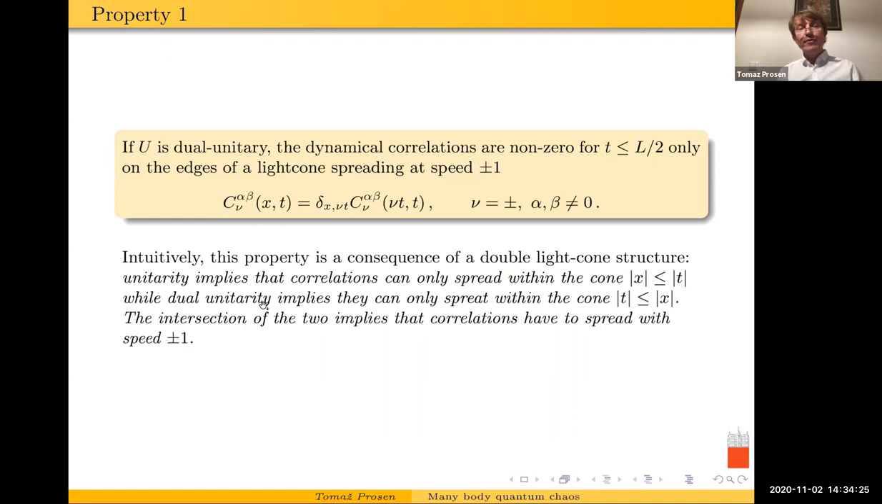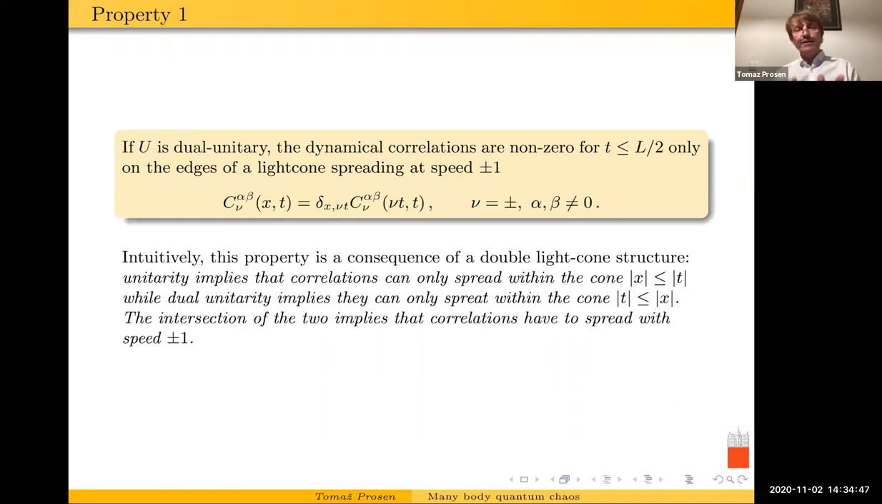And I will not now give you the technical proof of that, even though it would be very explicit in terms of the diagrammatics I didn't want to introduce at the end, but I will just give you an intuitive one sentence proof. Why should correlation functions only propagate along light rays? Well, it is because you have double unitarity. Unitarity implies causality.